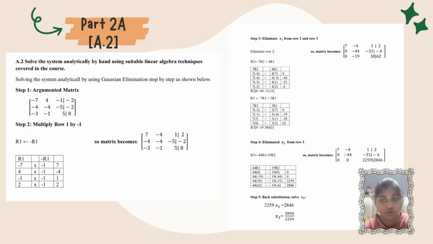Then I applied elementary row operations to eliminate x1 from row 2 and row 3, transforming the matrix into an upper triangular form. Following this, I eliminated x2 from row 3, leaving only x3 as the unknown in that row. Using back substitution, I solved for x3 equal to 2846 over 2259 and then sequentially determined x2 and x1. This step-by-step manual procedure ensures the solution is accurate and provides a clear foundation for verification.